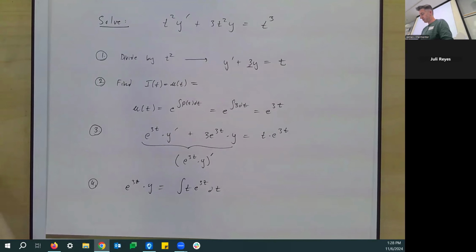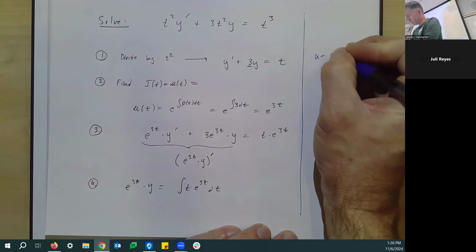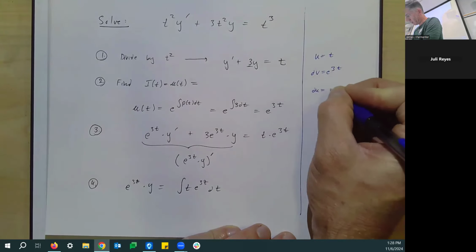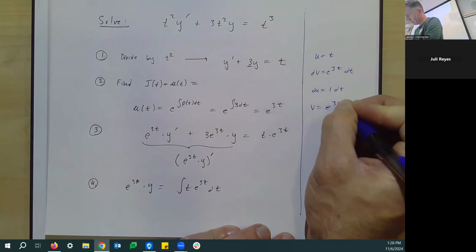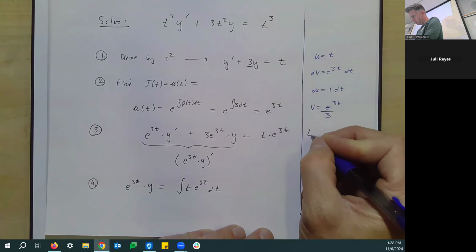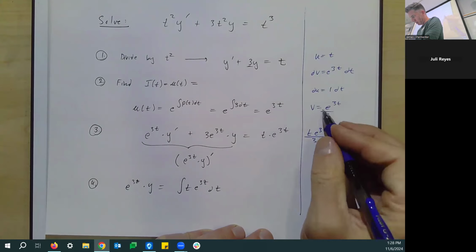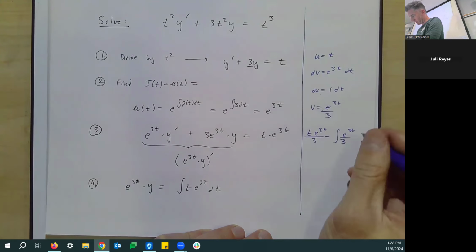So we're going to let u equal t, dv equals e to the 3t, du is 1 dt, and v is e to the 3t divided by 3. So the integral of that should be my u times my v, so t e to the 3t over 3, minus the integral of v du, e to the 3t over 3 dt.